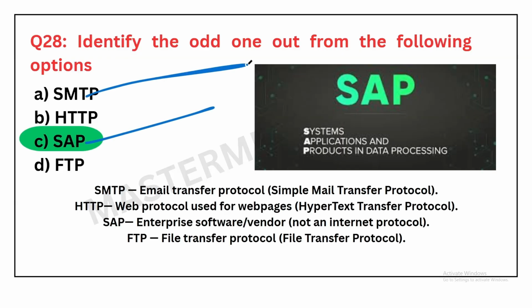SMTP is used for sending and transferring emails between email servers. HTTP is a protocol that enables browsing and viewing web pages. SAP is an enterprise software company, not an internet protocol. FTP is used for transferring files between computers over a network.